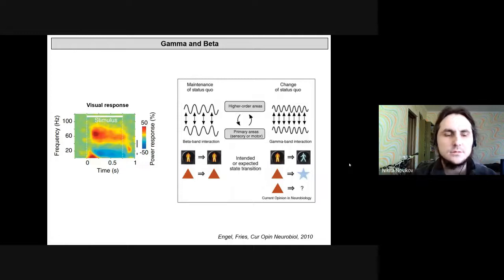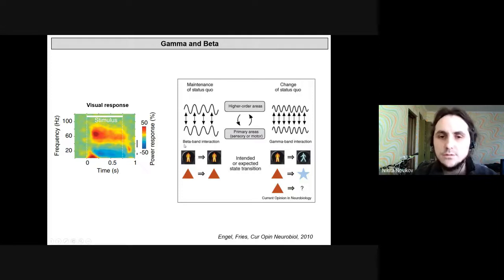So hello, my name is Nikita, and my project is about interaction between gamma and beta oscillations in the cortex. Usually in the cortex, gamma oscillations appear when new information is processed, and at the same time, beta or alpha oscillations decrease.